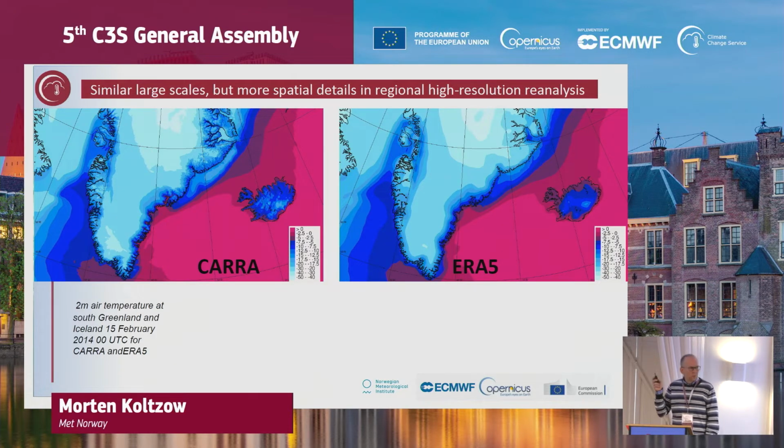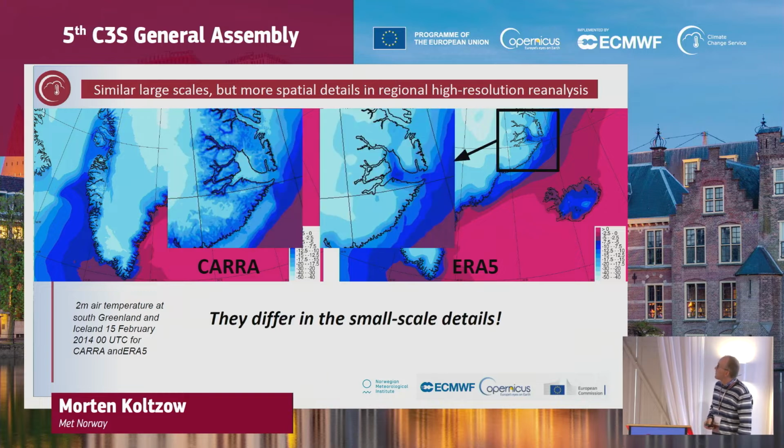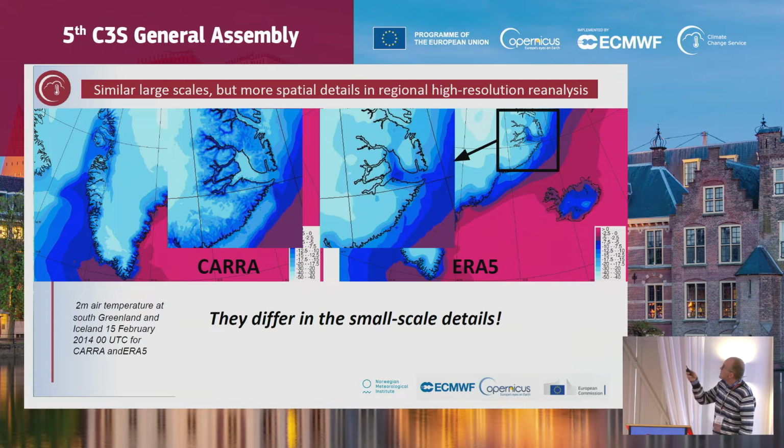So this is the only picture from Greenland from my side, but this is how it looks in practice. This is CARA 2-meter air temperature to the left, and ERA5. For the large scales, they are quite similar, but they really differ in the small-scale details, as Jason also showed. This is where we see that the resolution and grid spacing of CARA provide much more spatial detail in the complex terrain of the coastal areas and topography of Greenland.